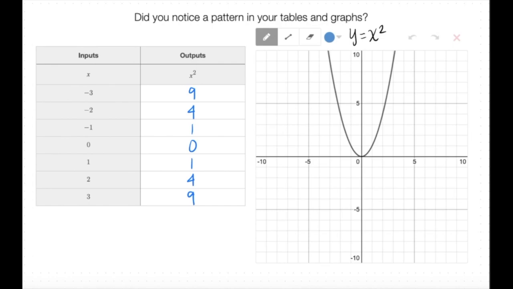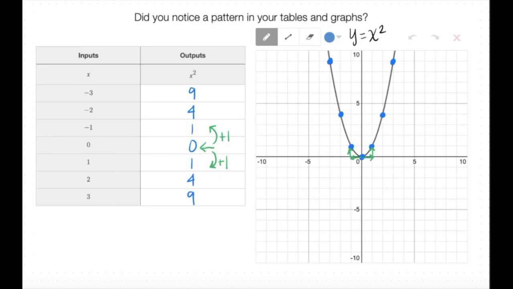Over on the graph here, we have our vertex at 0, 0. That's the most basic vertex. And then we always go to 1, 1 and -1, 1, 2, 4 and -2, 4, 3, 9 and -3, 9. So you might notice that there's always this same pattern that happens. If I started at the vertex, every time I move 1 away in either direction from that vertex, my change is an increase of 1. If I move 1 to the right, I'm also moving up 1. If I'm moving 1 to the left, I'm also moving up 1. That's because squaring 1 produces an output of 1.